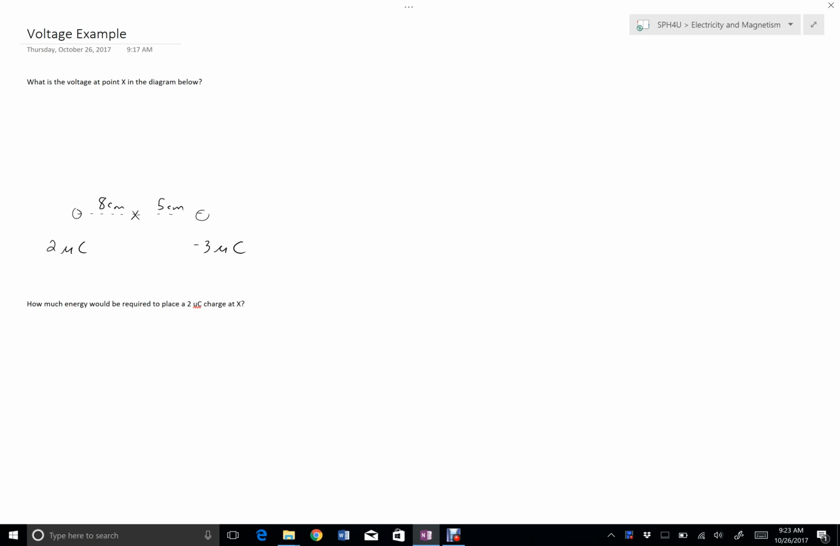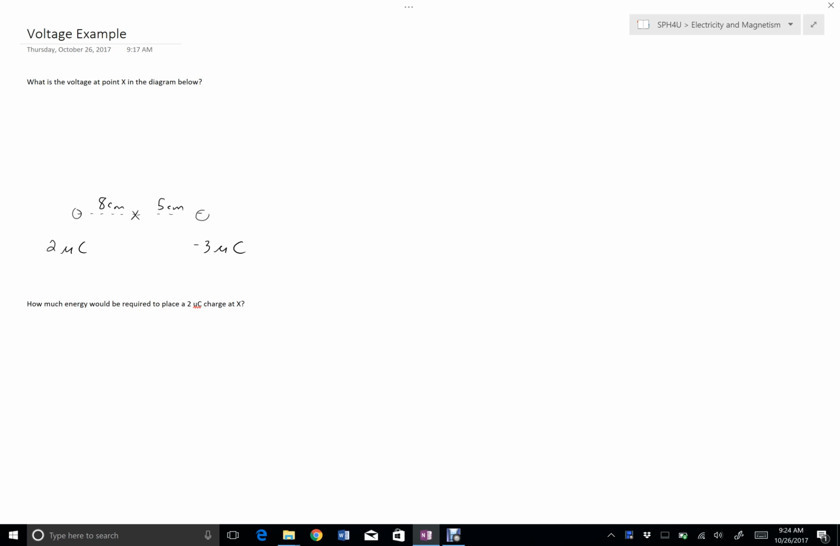Okay, in this example, I'm going to show you how to calculate the voltage based on a couple of point electrostatic charges. Here we have a 2 microcoulomb charge and a negative 3 microcoulomb charge, and we're going to just find the voltage at some arbitrary point x in between the two charges. We'll say the point x is 8 centimeters from one charge and 5 centimeters from the other charge.